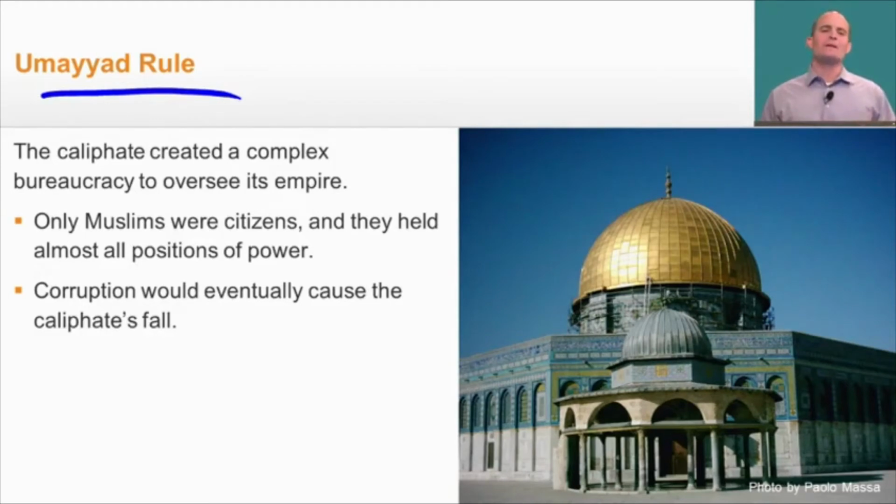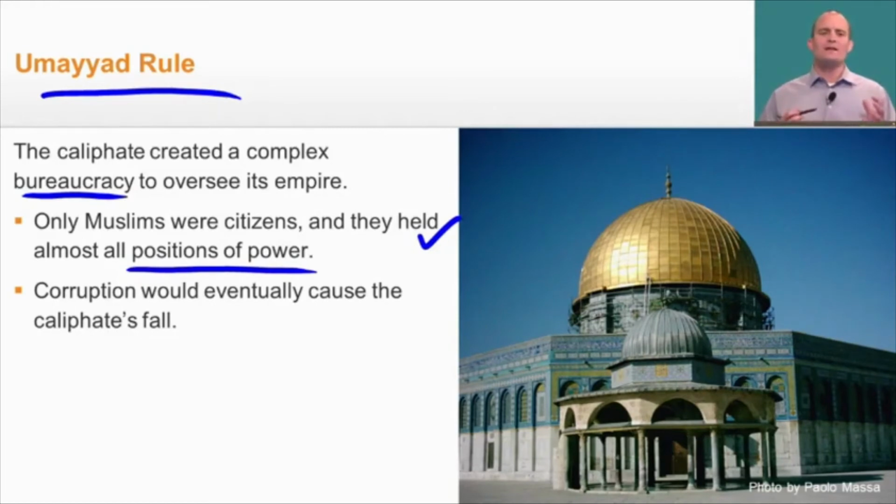Now, recall on the map you've seen, the Umayyads controlled a vast amount of territory, so they had to create a complex bureaucracy to oversee that empire. Remember, a bureaucracy are governors or departments that help the emperor or the caliph rule this very large empire. However, only Muslims were citizens, and they held almost all positions of power.